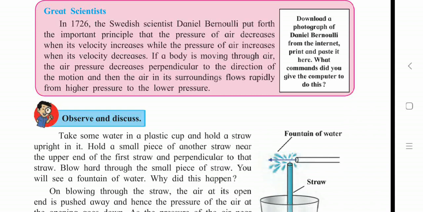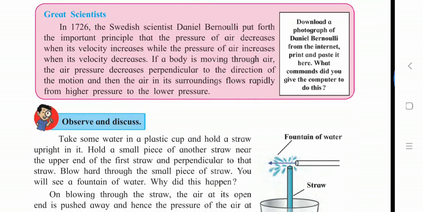See here, a pink color writing is on screen, student. That is about a great scientist's work. In 1726, the Swedish scientist Daniel Bernoulli put forth the important principle that the pressure of air decreases when its velocity increases, while the pressure of air increases when its velocity decreases. Means pressure and velocity work vice versa.